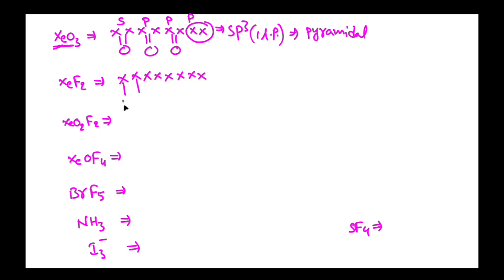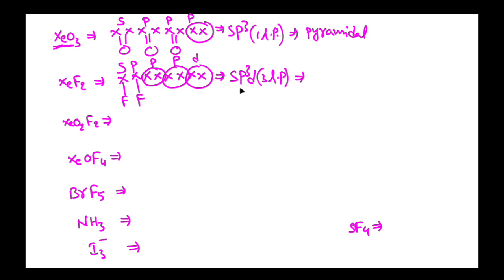Next, XeF2. Same xenon, 8 valence electrons. It is bonded with 2 fluorine atoms, each fluorine utilizing 1 electron. The remaining electrons are lone pairs, 2 electrons making 1 lone pair. This is s, p, p, p and d, so sp3d with 3 lone pairs. Generally sp3d is trigonal bipyramidal. All the lone pairs occupy the equatorial positions, and the fluorine atoms are at the axial positions. It looks like a linear shape, so it has linear shape.